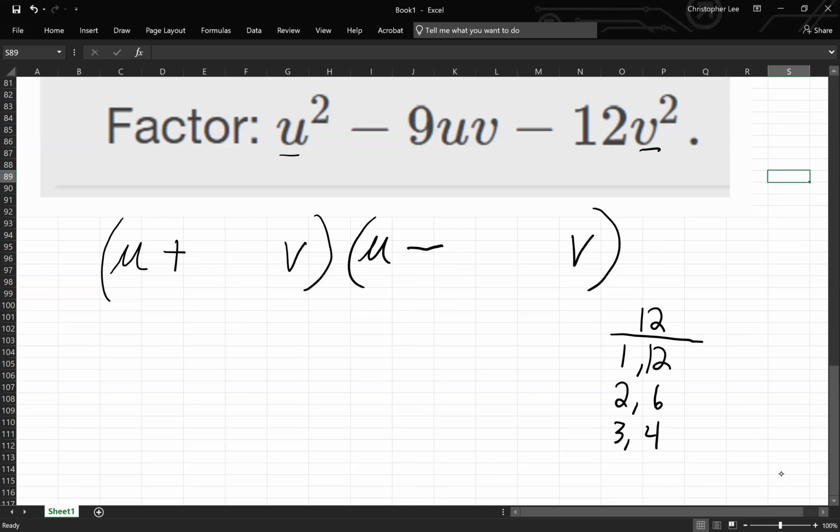No, that's 1, excuse me. Right? That doesn't work either, right? So what this goes to show you is that not all quadratics can be factored. This is the answer.